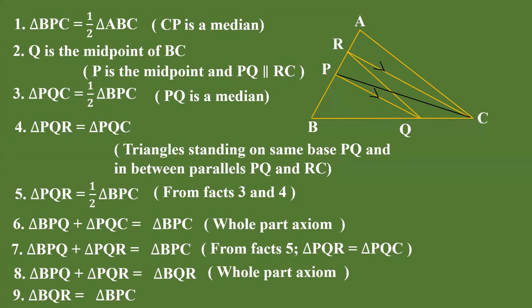Now, if we compare 1 and 9, what we can say in 10, okay, it is from fact 7 and 8, you can say that they are equal. From 7 and 8, BQR equals BPC. Now, we can see here BQR equals half of triangle ABC. Why? Because if you look at fact number 1 and fact number 9, we can replace BPC by triangle BQR. So in this way, we can prove that BQR equals half of triangle ABC. I think it's clear, right?